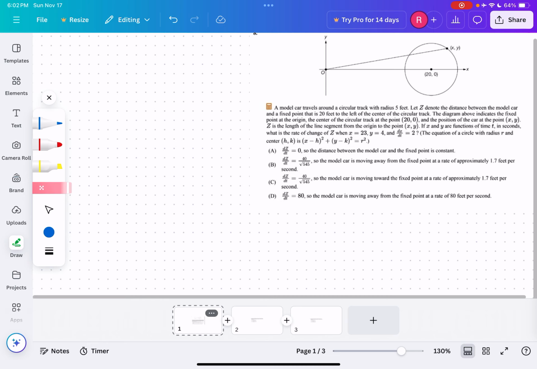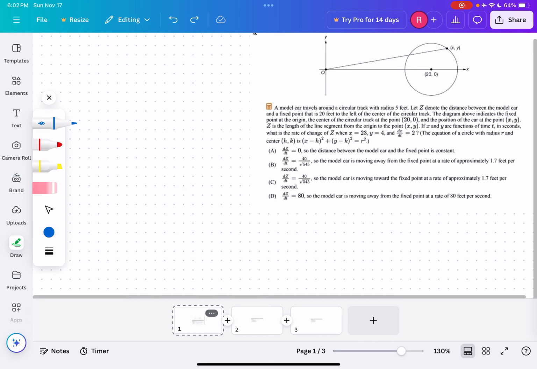Now in this question they told us that a model car travels around a circular track with radius 5 feet, so they're basically talking about this radius over here, which is equal to 5. They said, continued, let Z denote the distance between the model car and the fixed point that is 20 feet to the left of the center of the circular track.